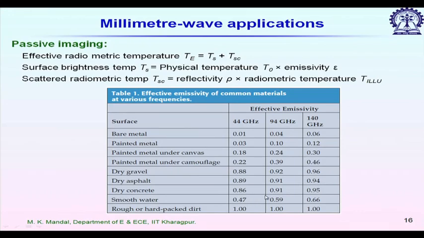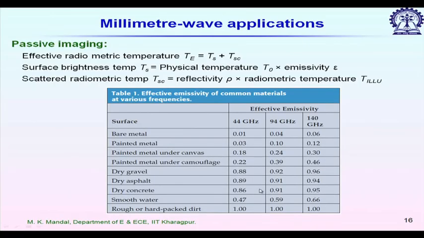If we do not have a secondary source to illuminate this bare metal or hard packed dirt, then due to the black body radiation, we will expect more radiation from the hard packed dirt and less radiation from the metal. So, in case we do not have any secondary source and we do passive imaging, metal objects appear black, and since the dirt is emitting more power, it will appear white in my picture.